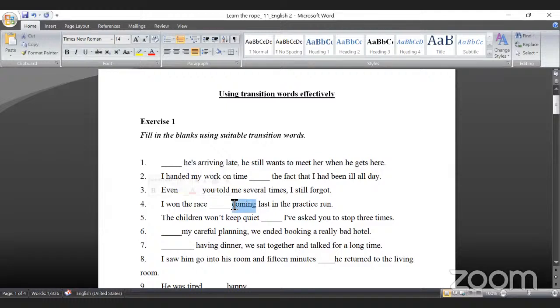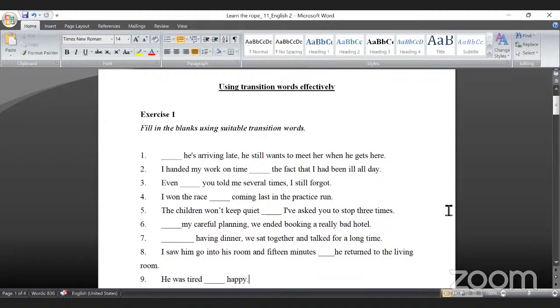This one also is preceded with despite or in spite of. Other things cannot. You can't say I won the race although coming last in the practice run, though or however. None of the others will go along with it. This structure, this ing, when you see it, usually the contrast word or the transition word used is despite or in spite of. So two criteria you have. One is the fact that, and the second is this ing. Both of these are important.